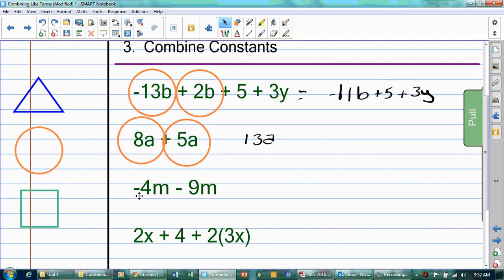Okay, we have a negative 4m and a minus 9m. So negative 4 minus 9, remember your integer rules. So negative 4 minus 9 is negative 13m.